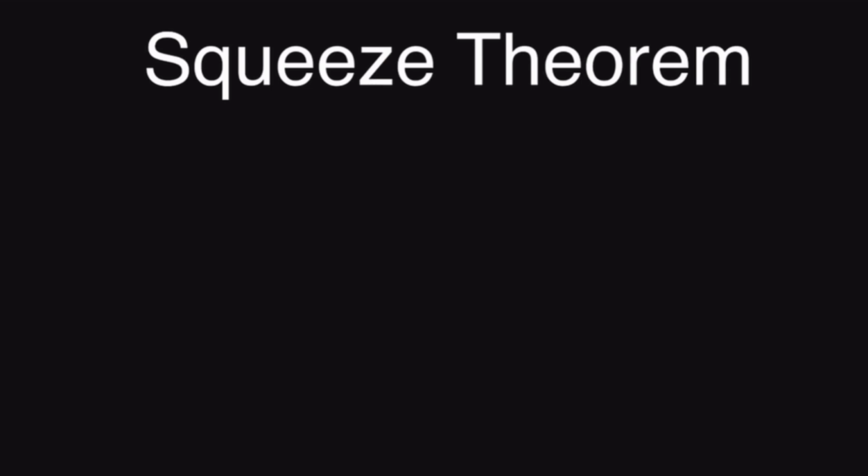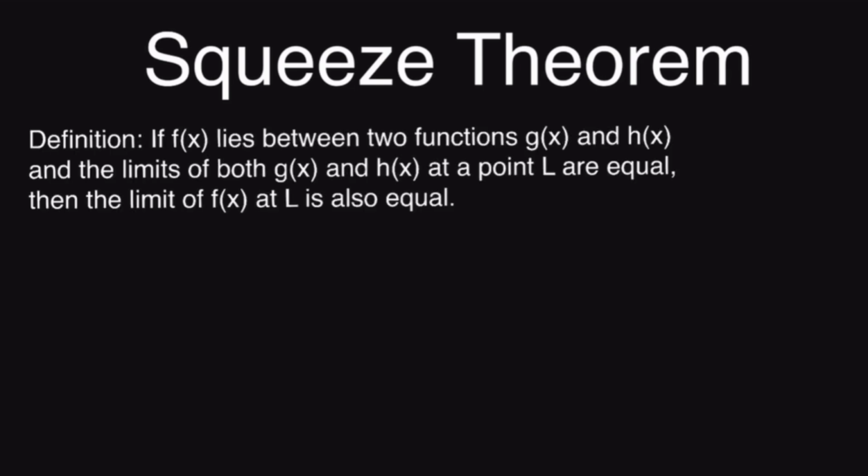But anyways, let's begin. So what is the squeeze theorem? If we're talking about the formal definition, it states that if f of x lies between two functions g of x and h of x, and the limits of both g of x and h of x at a point L are equal, then the limit of f of x at L is also equal.